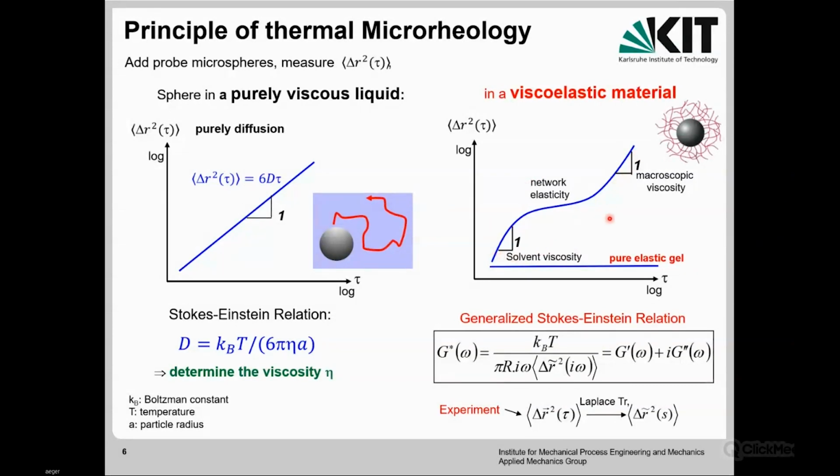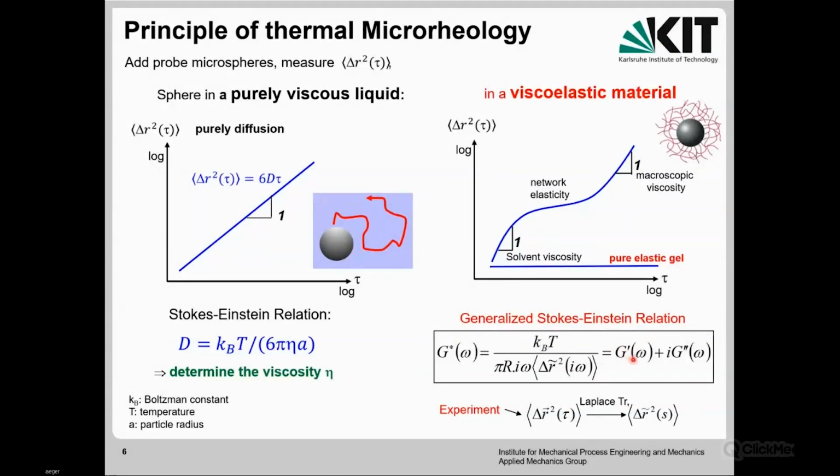If you would deal with a pure elastic gel, no viscosity, then in that case you would come out with an MSD which is independent of time, which also did not really happen in our case. We are dealing with materials where we have a viscoelastic response. So this is what you measure, and then using this generalized Stokes-Einstein relation, which connects the mean square displacement with the viscoelastic properties of your sample.